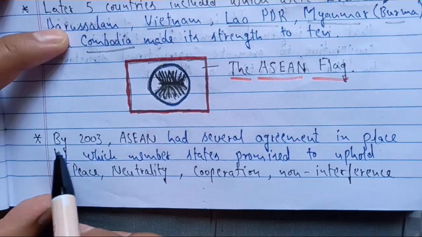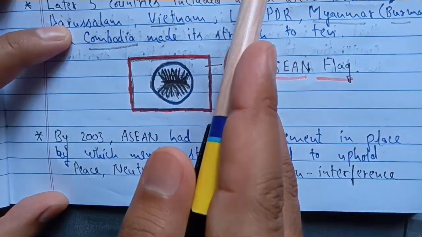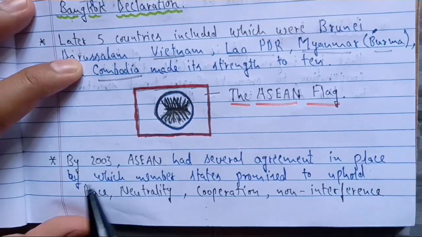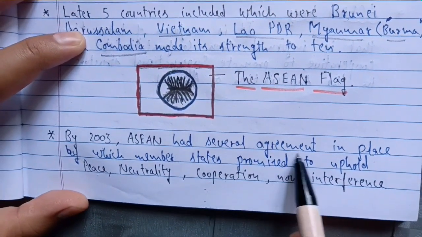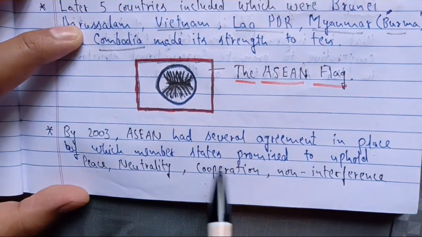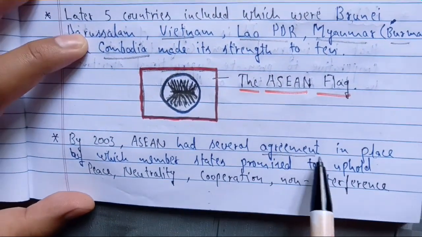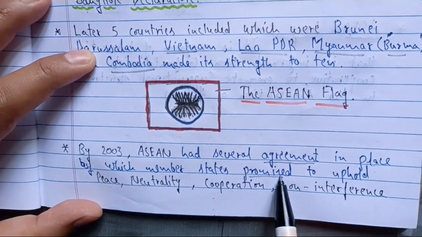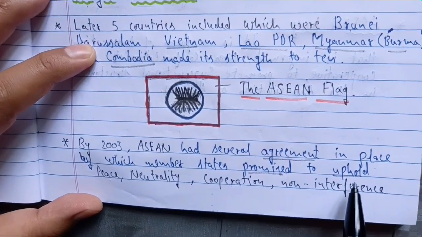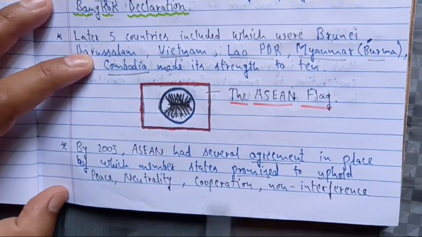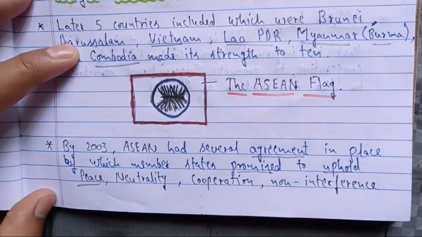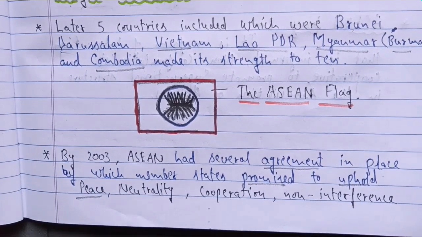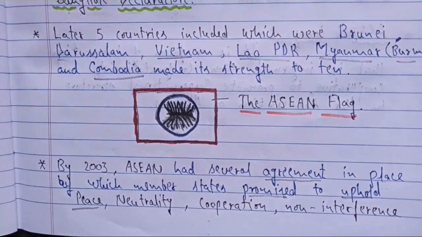And one important point is, it was formed in 1967, and later, by 2003, ASEAN had several agreements in place. Among these 10 members, they had already various agreements in place with all the member states. They promised each other to uphold and support each other and to maintain peace, all these 10 countries. They will not do activities that create a situation where there will be problems between these countries.